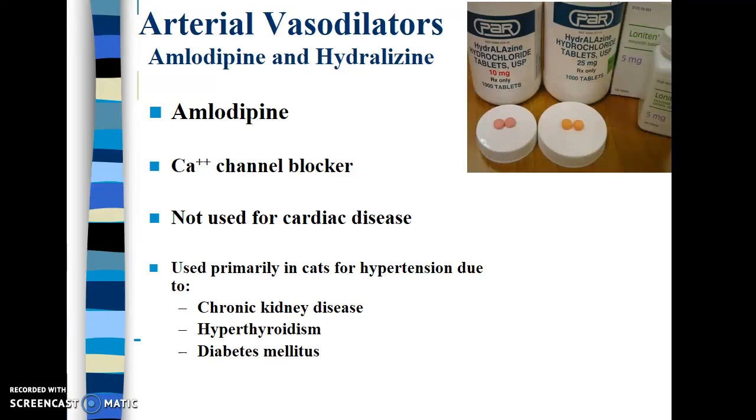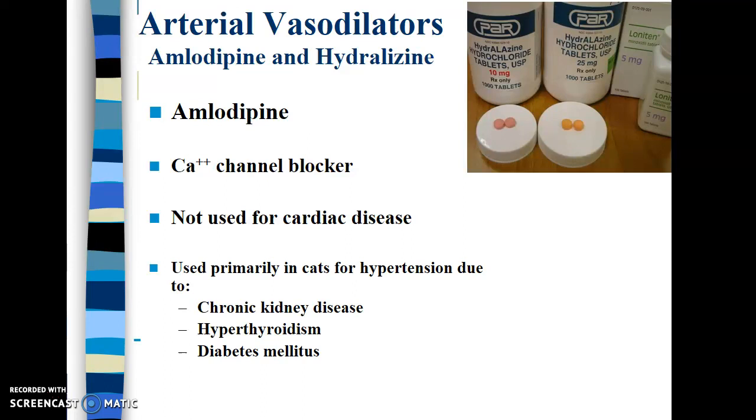We're going to go into the specifics of the vasodilators. Remember, there's three types: arterial vasodilators, venous vasodilators or venodilators, and mixed or balanced vasodilators. And they're labeled according to what side of the vasculature that they act on, the arteries or the veins or both. We're going to start with the arterial vasodilators, amlodipine and hydralazine.